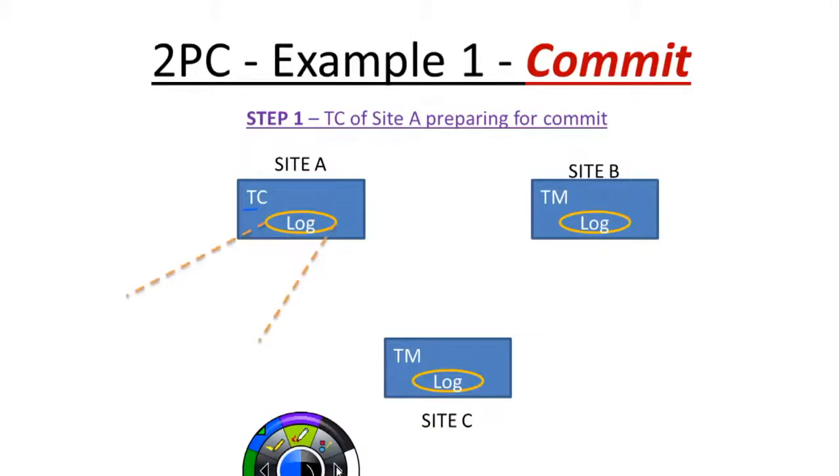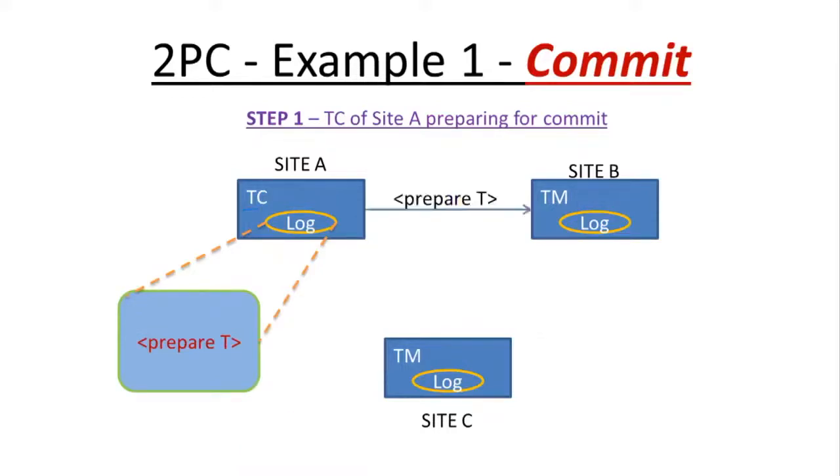So first, site A writes a prepare T message in its log file. Then it sends the prepare T message to all the participating sites. So first it writes the log file with a prepare T message, then it sends the prepare T message to all the participating sites.